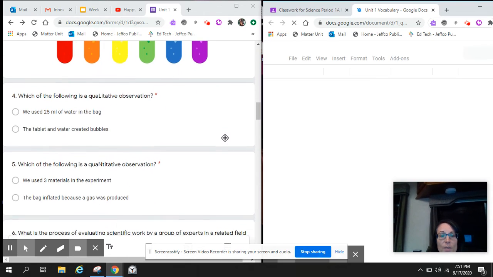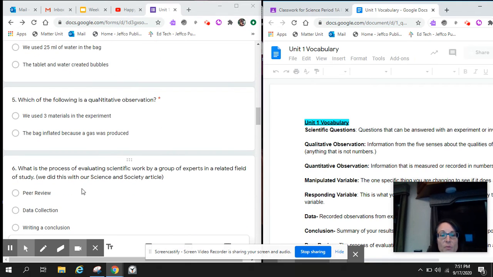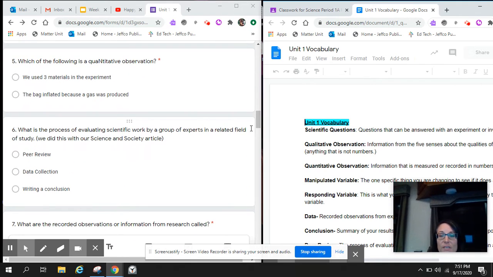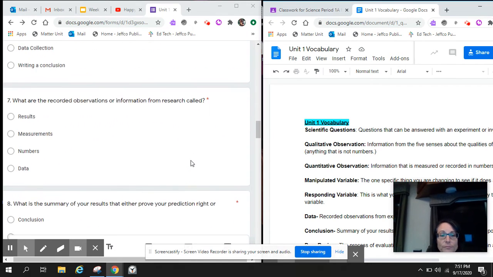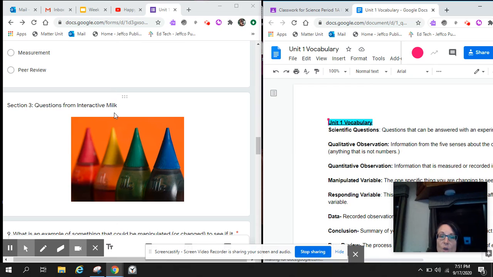And then I would scroll on my quiz and I would look at number 4 and number 5 and number 6. And I would see if I could find those answers in this document in our section of Google Classroom for Unit 1. And I would answer those questions with those resources until I got to the next section, section 3, questions from Interactive Milk.